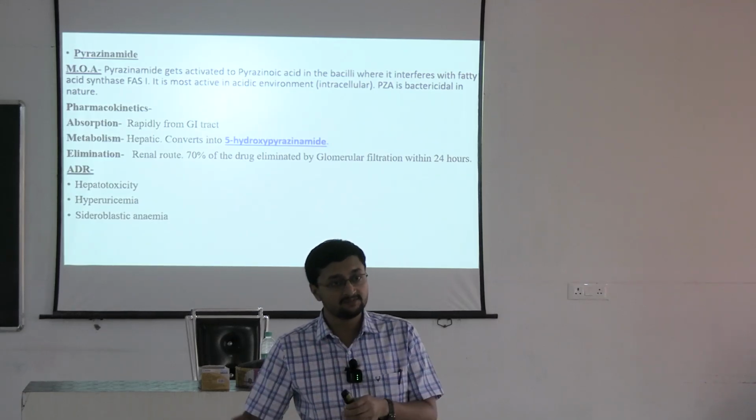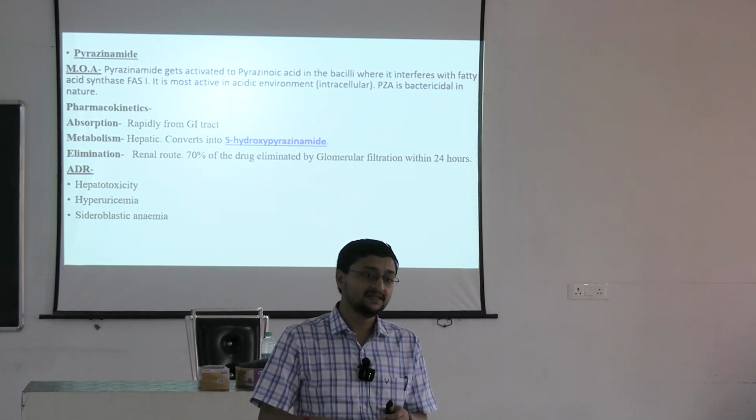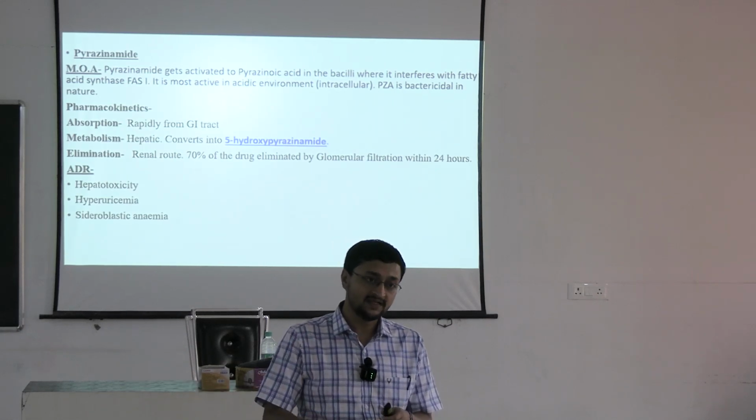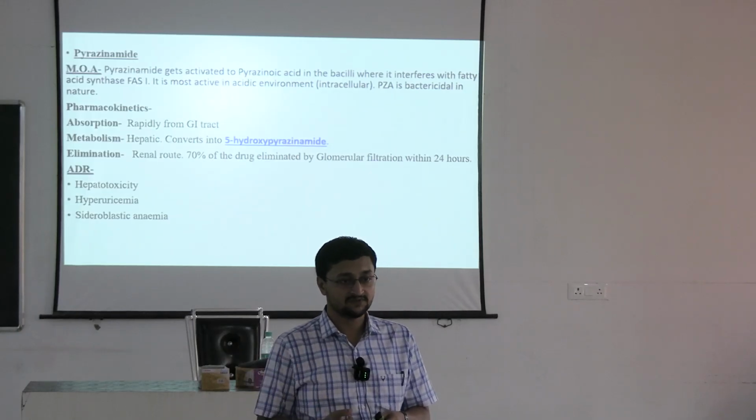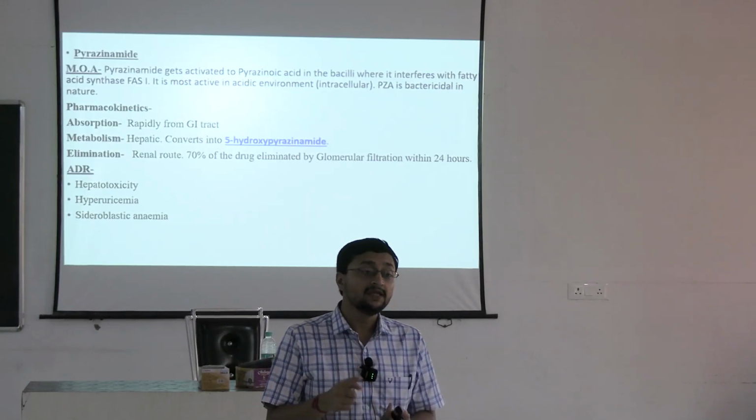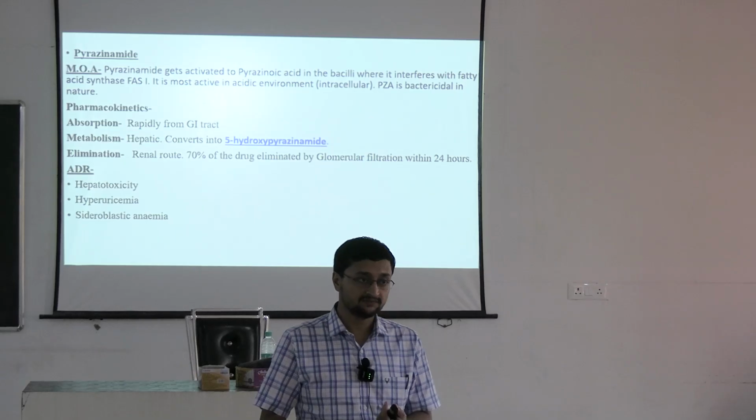So pyrazinic acid is eliminated via the kidney, but xanthic acid is not. That means it accumulates and increases the chance of gout formation. So you should give a uricosuric drug like probenecid.